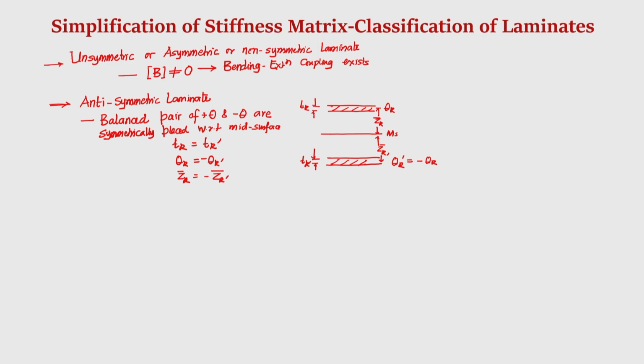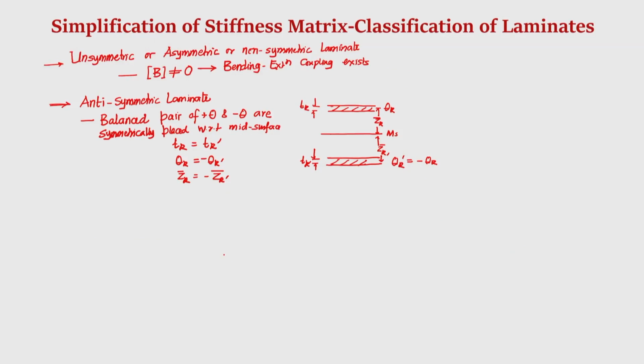That means, for each plus theta layer there is a minus theta layer of identical thickness and the same material, and they are placed symmetrically with respect to the middle surface. This is called an antisymmetric laminate. Now, this antisymmetric laminate is definitely balanced. Since it is balanced, we have already seen the characteristics of a balanced laminate: A16 is equal to 0, A26 equal to 0.